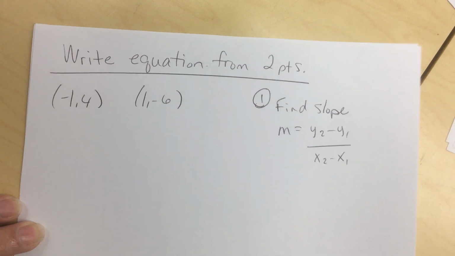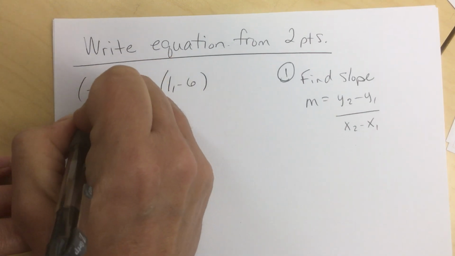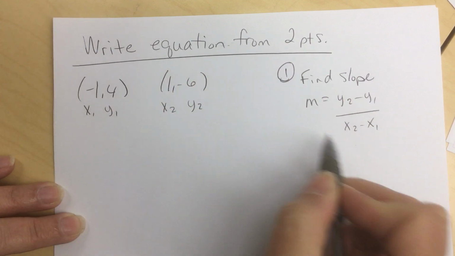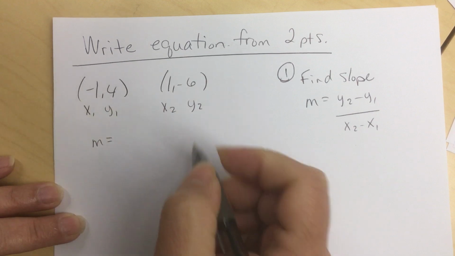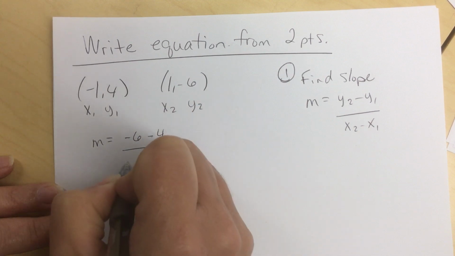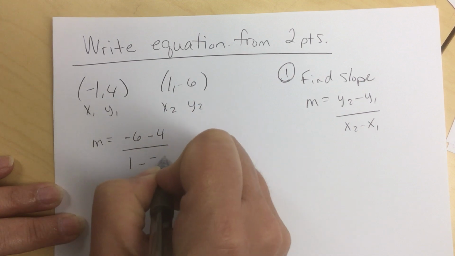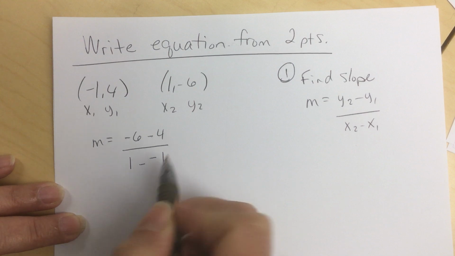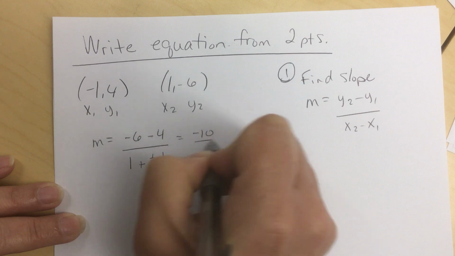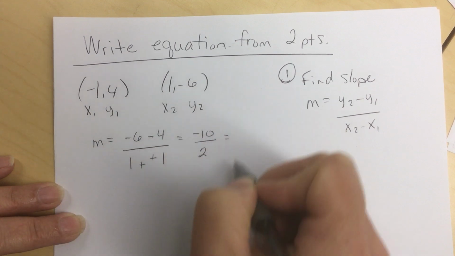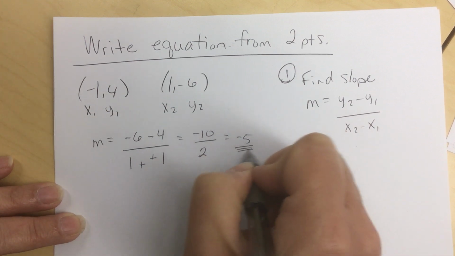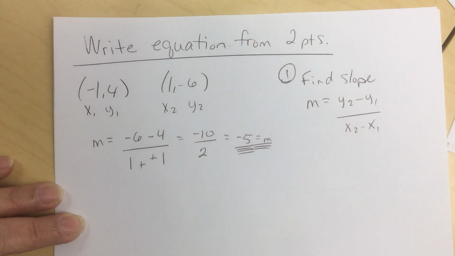Okay, so I would label these points over here x1 and y1, and x2 and y2. So then we're going to use the formula to find the slope. So m is y2 minus y1 over x2 minus x1. So minus a negative becomes plus a positive. -6 minus 4 is -10. 1 plus 1 is 2. And -10 over 2 reduces to -5. So my slope is -5. That's what I'm going to use in my equation.